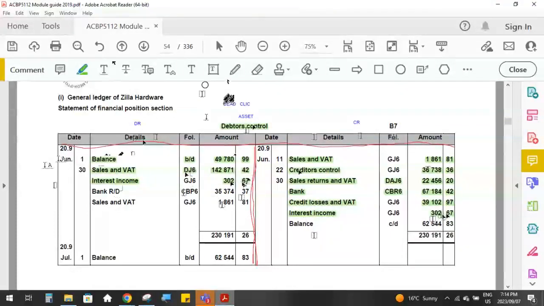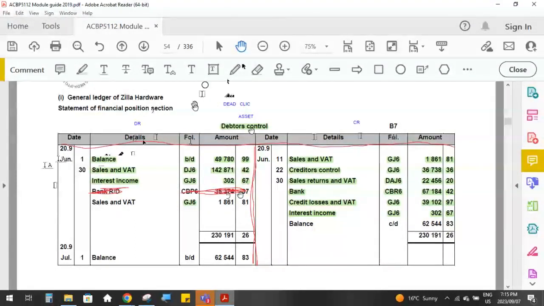And then also just take note for the folio reference for all these 5 journal vouchers that we recorded, our reference was General Journal 6. Okay. And then this one over here, just ignore this bank RD. This is an old version that I've got of this question, electronic version.